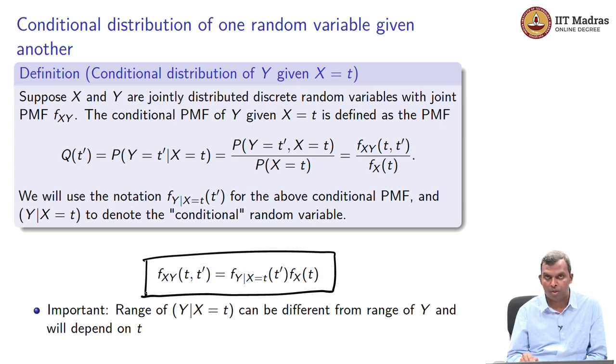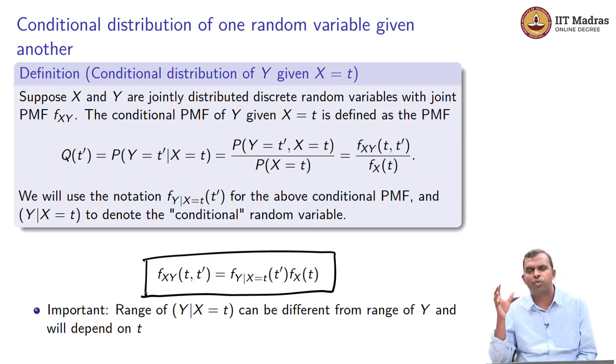Do you see that? It's the same equation, fx of t comes in. This is the same product rule that we used when we defined probability of A and B, right? What's probability of A and B? It's probability of A given B times probability of B. It's the same thing, except it's written in the language of conditional PMFs and joint PMFs.